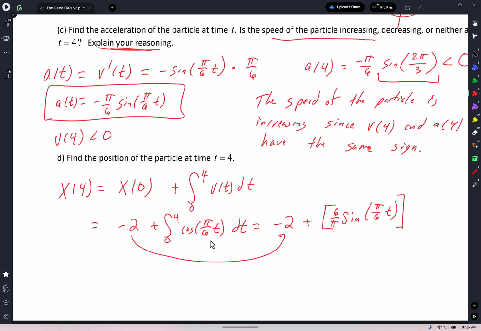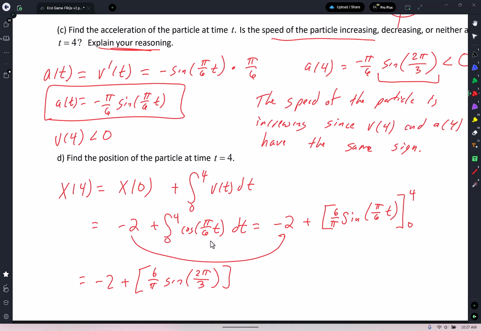And then I close my bracket, and I put a 0 on the bottom, and I put a 4 on the top. Sine of 0 is 0, so I don't have to worry about the 0. Does that make sense? All right, here we go. So I'm going to write negative 2 plus bracket. I do have to worry about the 4. 6 over pi sine of 4 pi over 6, which is 2 pi over 3. Let me know if I made a mistake.